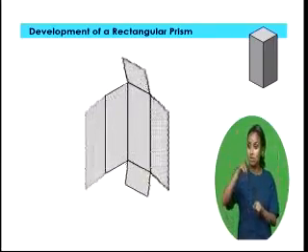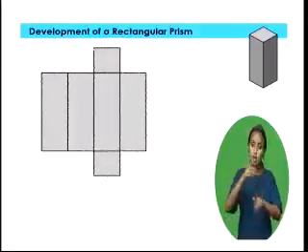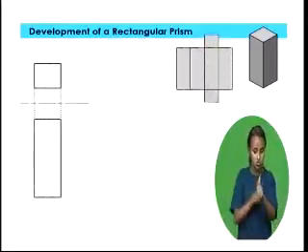Students, there are different kinds of prism: rectangular prism, truncated prism, and oblique prism. We use somewhat different steps to develop the pattern of these prism types. We'll discuss the development of each prism type one by one. First, we'll see the steps used for making the development of a rectangular prism. In order to develop the pattern of a rectangular prism, we should follow the following steps.